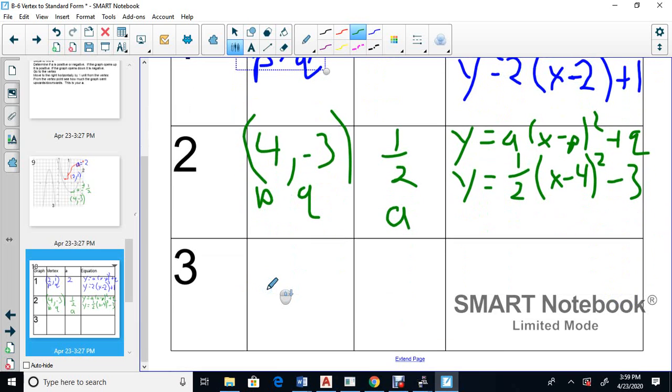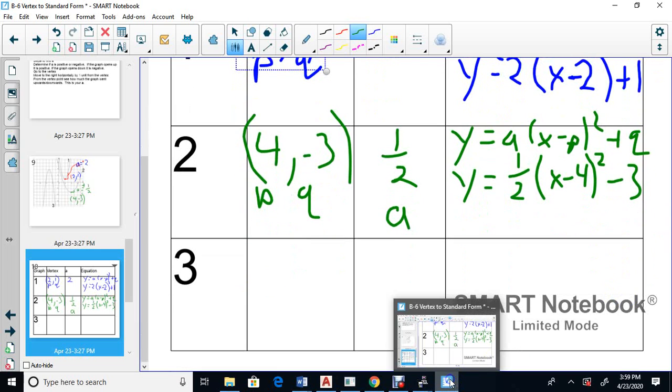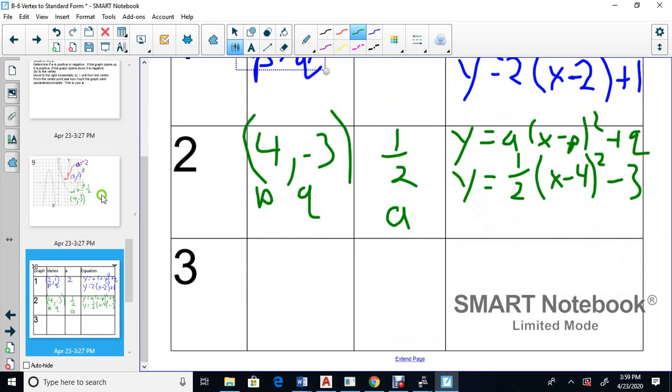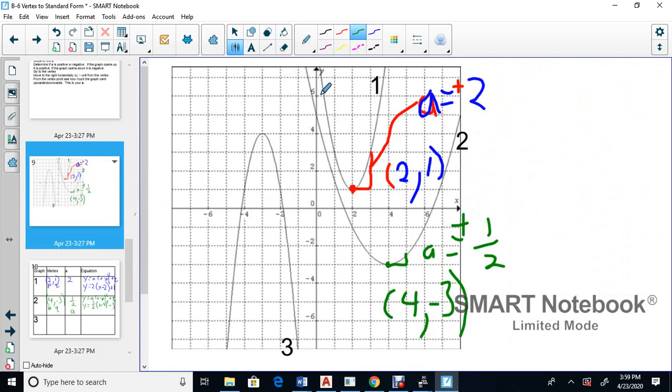Okay, let's do the third one. Let's go back to the graph here. Let's pick another color. Let's pick the school color, purple. We follow the graph, up, up, up. The highest, the maximum point, it's right here.